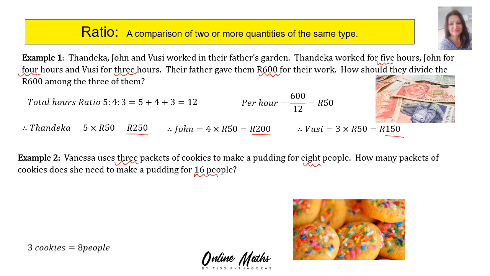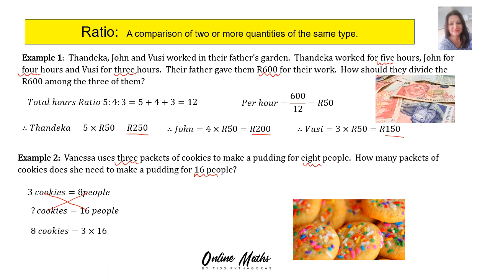And then what you do is you make a summary. So 3 cookies equals 8 people. And then we don't know, question mark cookies equals 16 people. And then you put cookies under cookies and people under people, and then you do something in maths that we call cross multiply. So you're going to say 8 cookies equals 3 times 16.